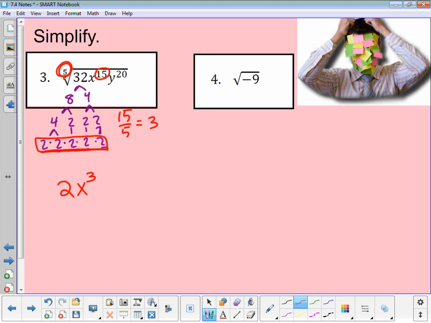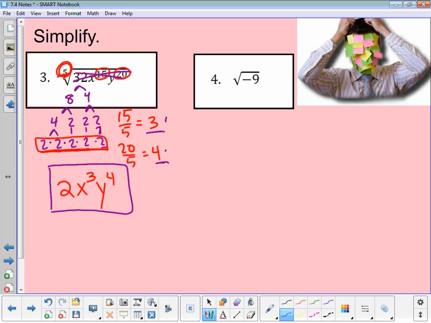Same thing with the y's. If I take a look at y to the 20th power, I'm looking for groups of 5, so I can take 20 divided by 5 and I get 4. So y to the 4th power. And also, neither of these had remainders. 15 divided by 5 is exactly 3 with nothing left over. 20 divided by 5 is exactly 4 with nothing left over. So I've now canceled everything underneath the radical. My radical is gone, and here's my simplified version.